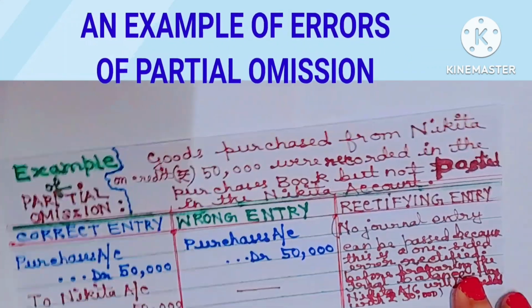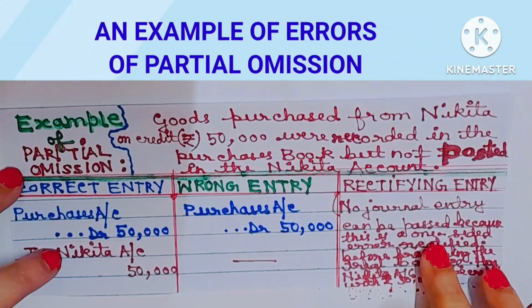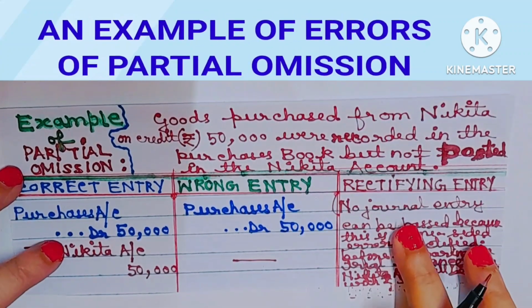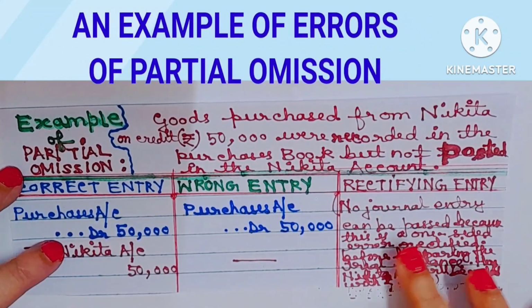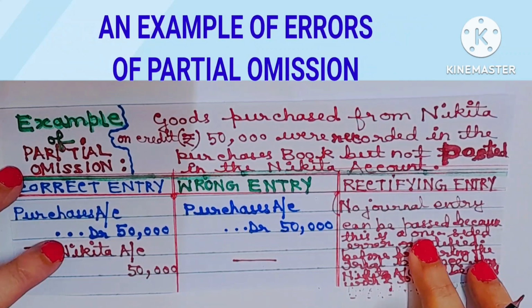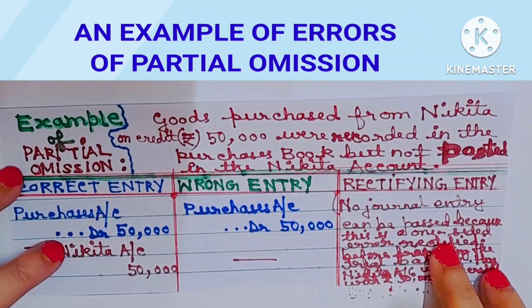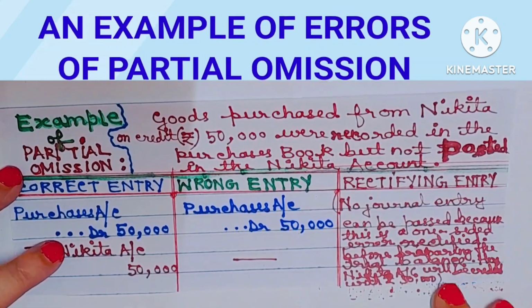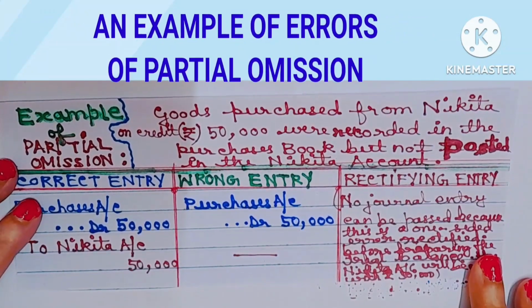Let me repeat. In this case, there will be no journal entry passed. So we have to write "No" in bracket: no journal entry can be passed because this is a one-sided error rectified before preparing the trial balance. Here Nikita account will be credited with rupees 50,000. Only this you have to write. Understood? Now let me show you.